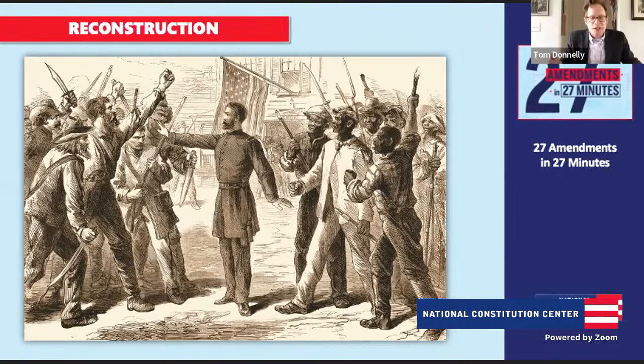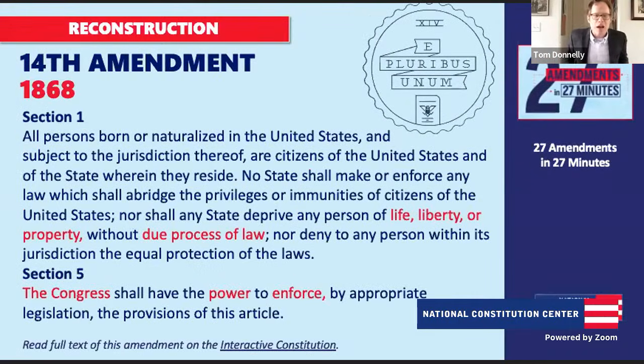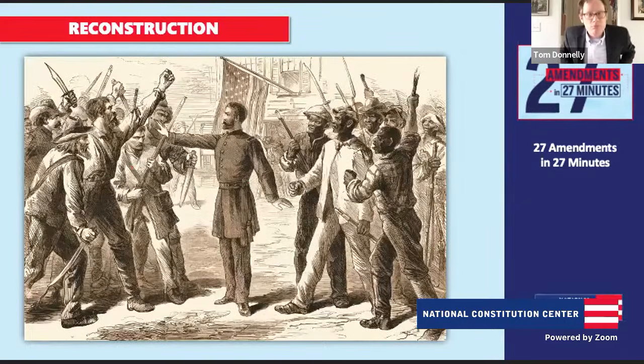The first one, the 13th Amendment, ratified in 1865, abolishes slavery. The second is the 14th Amendment, ratified in 1868, and it wrote the Declaration of Independence's promise of freedom and equality into the Constitution. And then finally, the 15th Amendment, ratified in 1870, promised to end racial discrimination in voting. All of these amendments together are meant to expand equal citizenship, promises of freedom, equality, and for African American men, the right to vote.